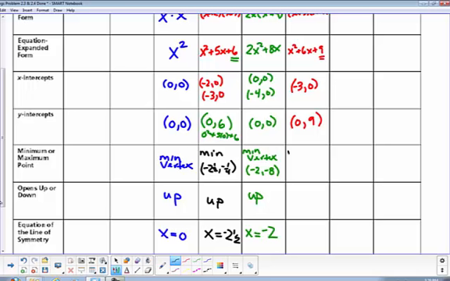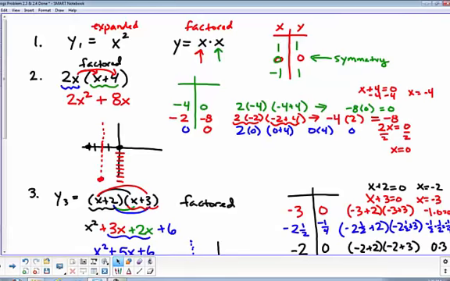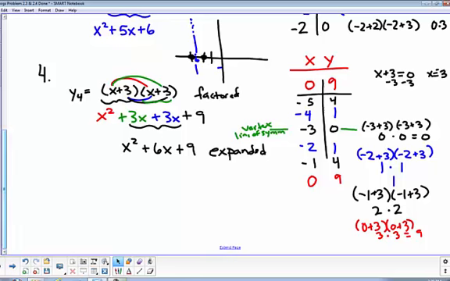This is the minimum vertex, and the vertex is at negative 3. And it does open up because, again, it's positive. And the line of symmetry is that line that you draw. That's a perfect mirror image. So that would be at negative 3 because that's the x value of the vertex. On to our fifth equation.